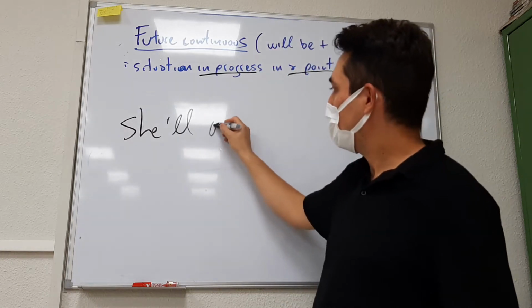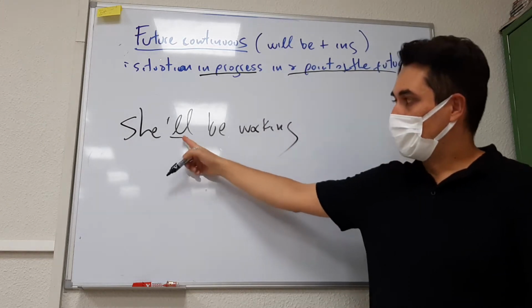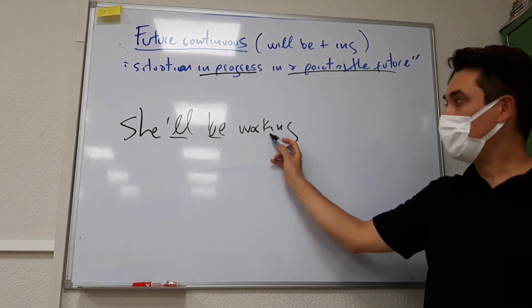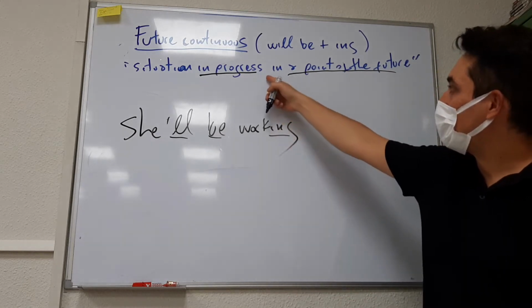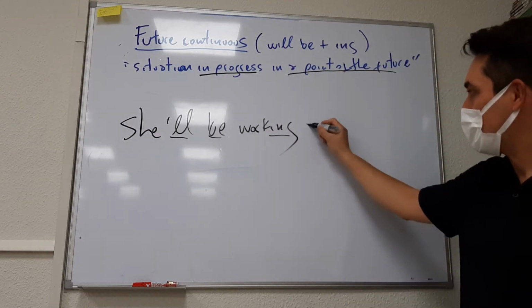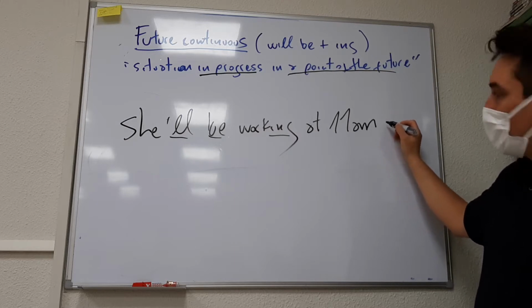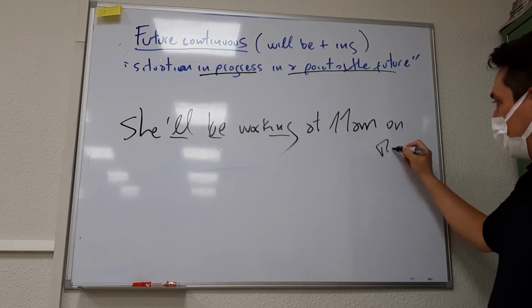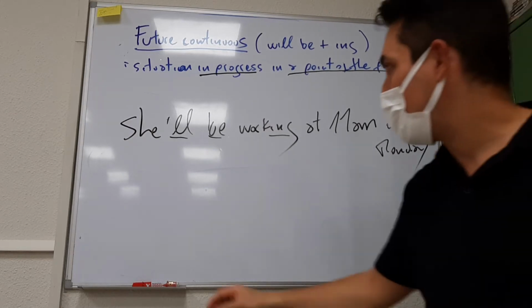This is will, she'll be working. Will, be, and then ing. And then we want to express that it is a progress in a point of the future. So we can say, for example, at 11 a.m. on Monday. Yeah, this will be an example. At 11 a.m. on Monday.